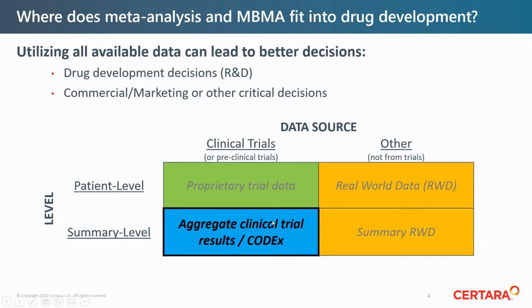But I want to focus on this lower left quadrant today. This is the summary level data that is available from other clinical trials, published clinical trial results in aggregate, right? So we have the summary level aggregate data that anybody can tap into with journal articles, conference proceedings, conference presentations, and we can curate all that information into a database, which is what we have at Certara, our clinical outcomes database explorer, or CODEX.